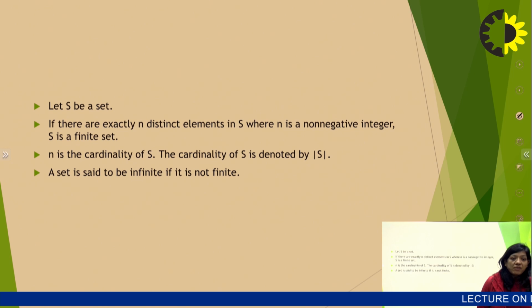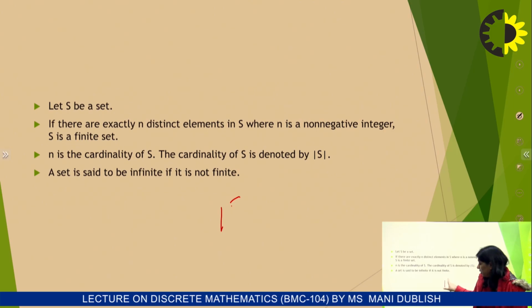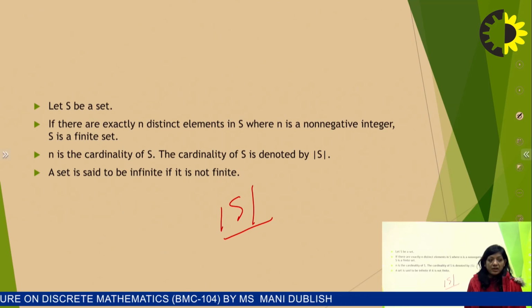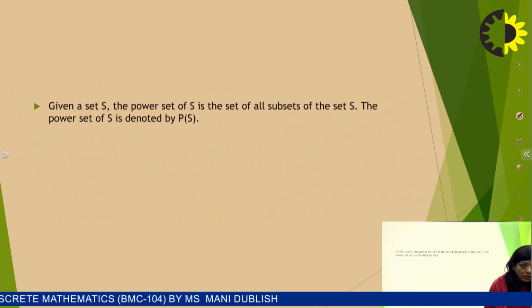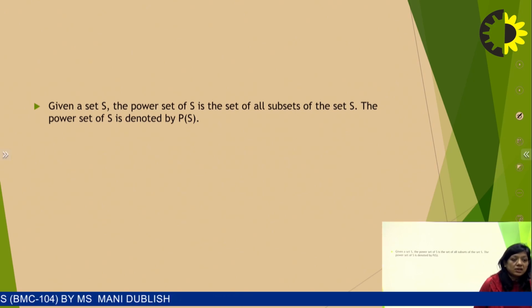Now, finite set. Let S be a set. If there are exactly n distinct elements in S, where n is a non-negative integer, then S is a finite set, and n is the cardinality of S. The cardinality of S is denoted by a symbol, and a set is said to be infinite if it is not finite. Given a set S, the power set of S is the set of all subsets of the set S. The power set of S is denoted by P(S), where P denotes the power set.